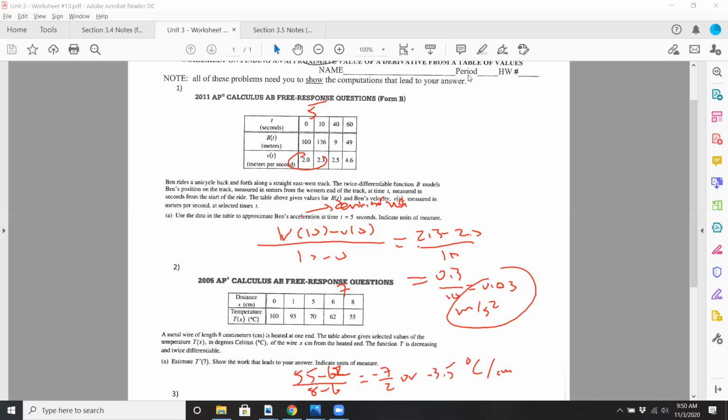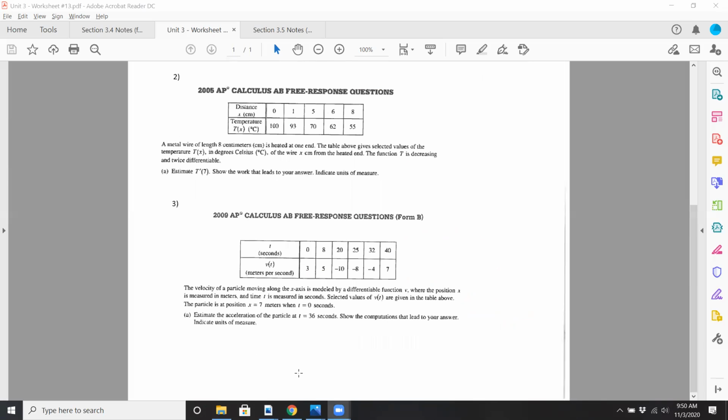And lastly, for the other one, 36 is halfway between these two numbers. It looks like we're trying to find acceleration again, which is the derivative of velocity. So you're going to do 7 minus negative 4 over 40 minus 32. So 11 over 8, or 1.375. And the units here are going to be meters per second squared. So that's all you're doing for those problems. Hopefully that all makes sense.